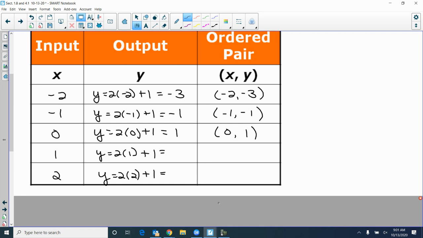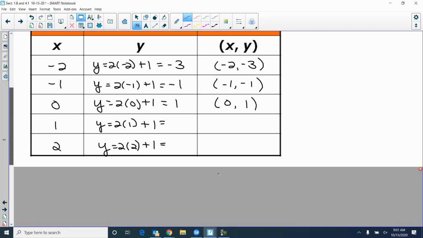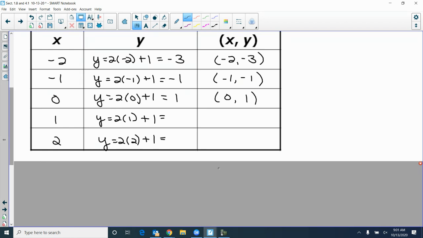Okay, did you get these? All right, what's this telling us to do? It says take 2x plus 1. Whatever I plug in for x, I have to multiply it by 2. Take that answer and add 1. So I plugged in a 1. 2 times 1 is 2, plus 1 gives me 3. So that should be a 3 here.